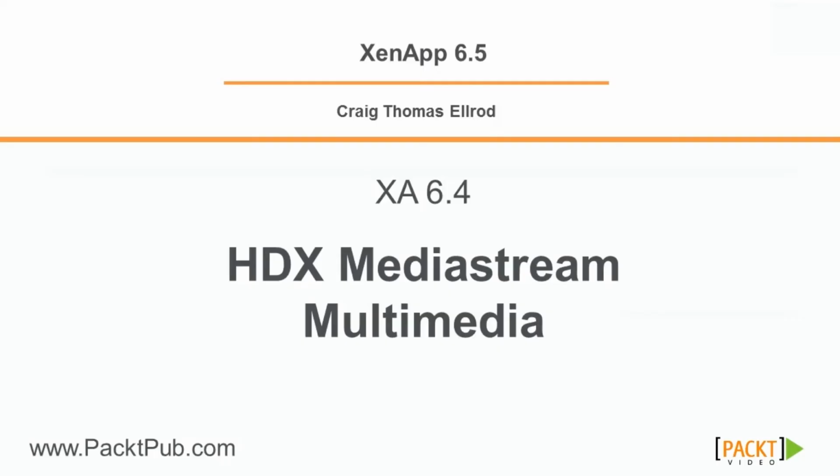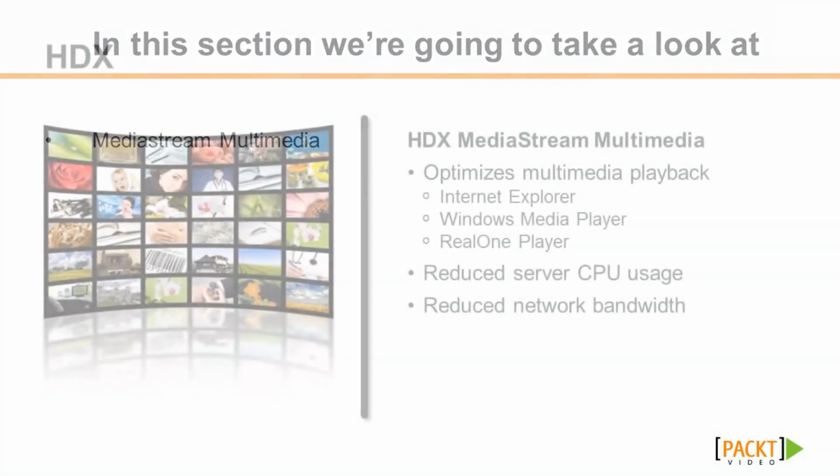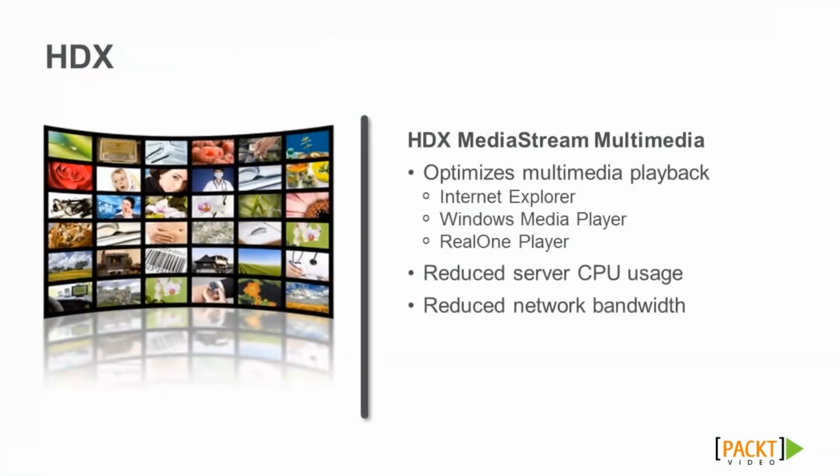In this section, we look at Media Stream Multimedia. We can improve the multimedia experience of the users by enabling the HDX Media Stream Multimedia Acceleration feature. This feature optimizes multimedia playback running in Internet Explorer, Windows Media Player, and the Real One player, and provides significant performance improvements in CPU utilization and network bandwidth.